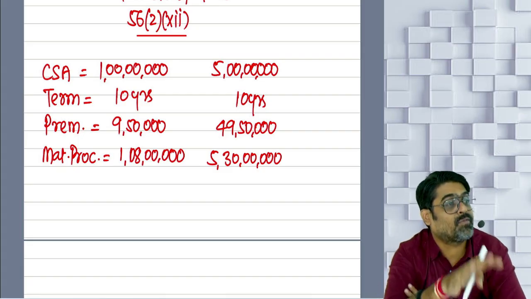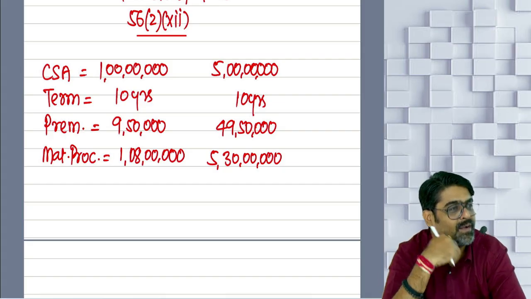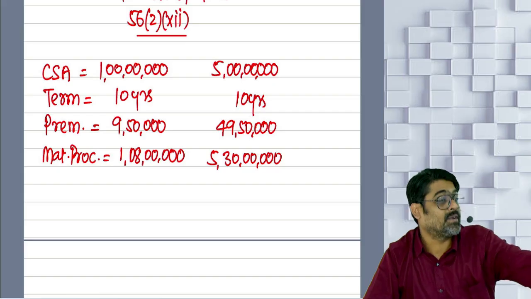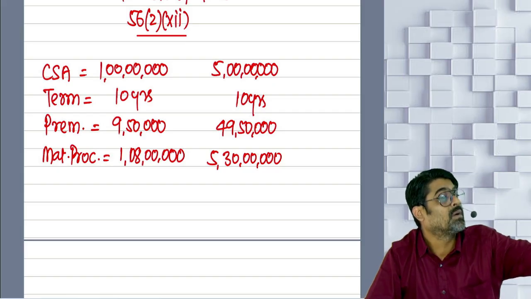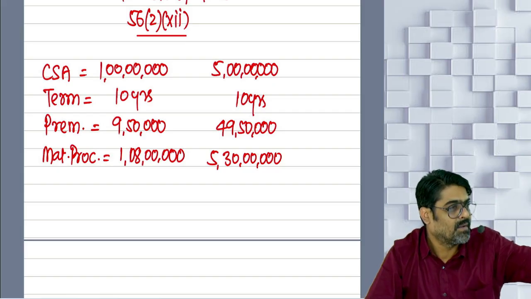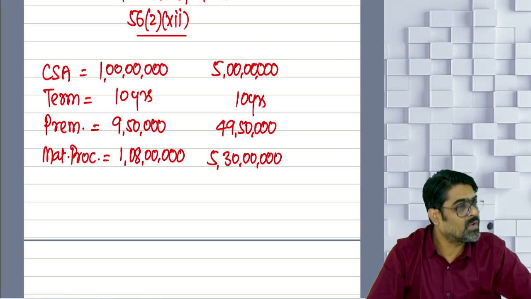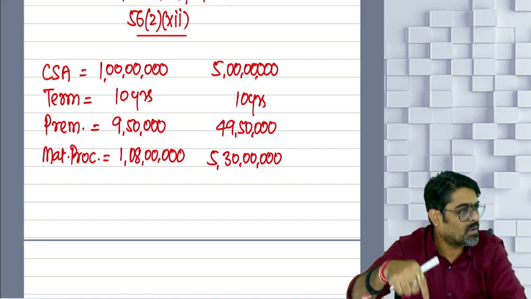If you keep that 5 crore in the bank for 10 years, how much return are you going to get? That return would have come for 10 years on your bank FD. You would have paid tax on that or not? You are not paying tax on this.